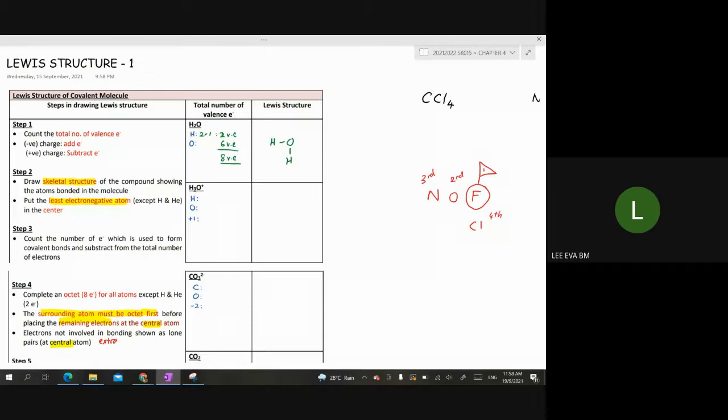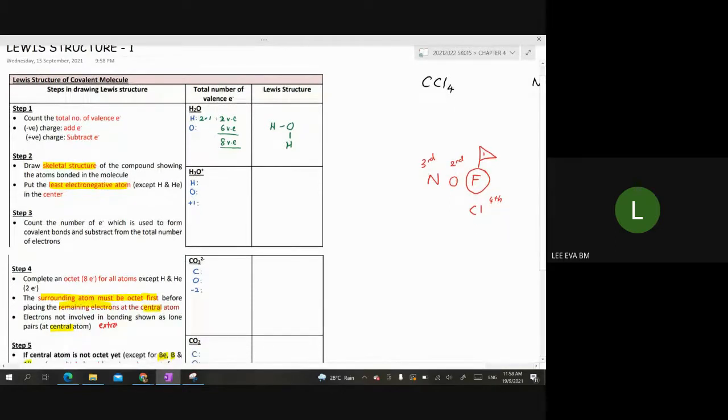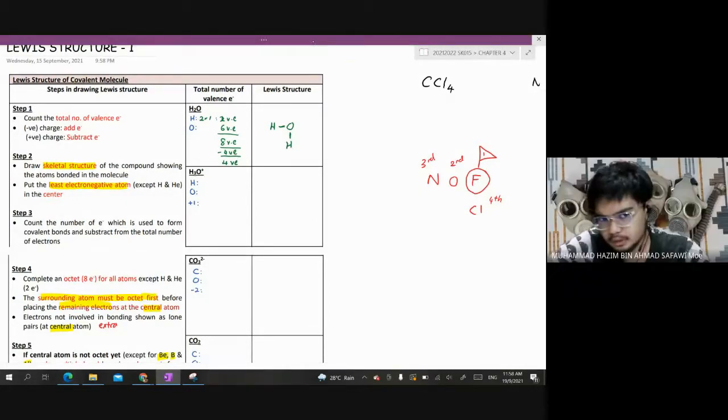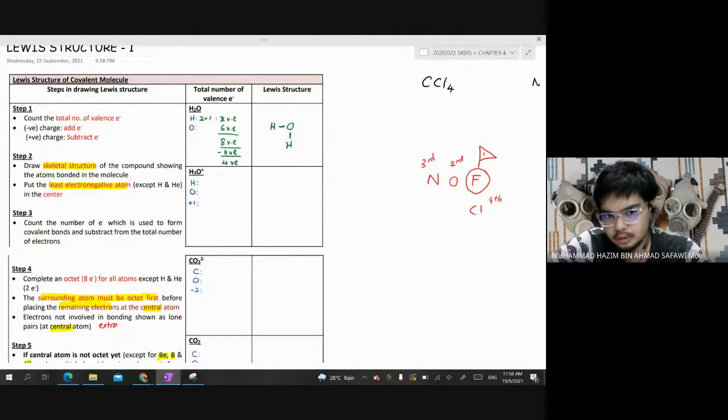So step number 3, count the number of electrons used to form covalent bonds. Now in here we have 2 and 4. So minus 4 valence electrons, how many left? 4 remaining. Remember, one line over here represents 2 electrons. So hydrogen-oxygen, 2 electrons. Why do we subtract 4 valence electrons just now?